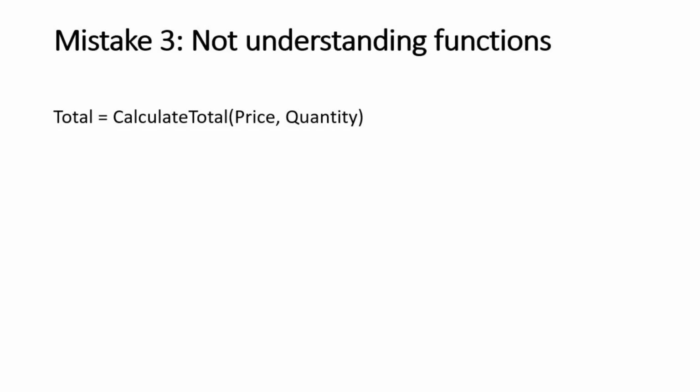Mistake number 3, not understanding functions. Total = CalculateTotal(price, quantity). Here, using ByVal is ideal because it helps to protect the original information. Let's look at some professional development rules to follow. Use ByVal by default. Why? Because it protects your data. Only use ByRef when you intentionally want a procedure to modify the original variable. This makes your code safer, easier to understand, and easier to debug.